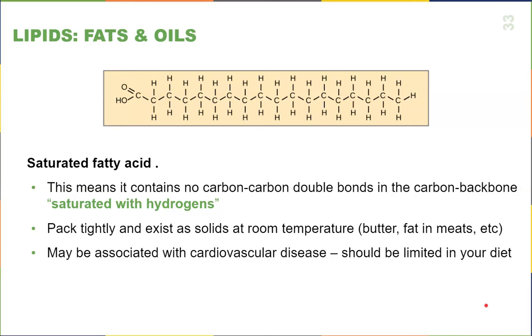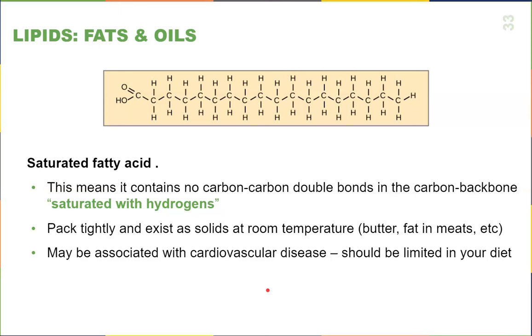Okay, so this is a fatty acid tail. This is a saturated fatty acid tail. When I say saturated, it means that it's saturated with hydrogens. Or you could even say saturated with single bonds. All of these carbons have single bonds to hydrogen. There are hydrogens on each side of those carbons. So they are very straight. They can be packed very tightly.